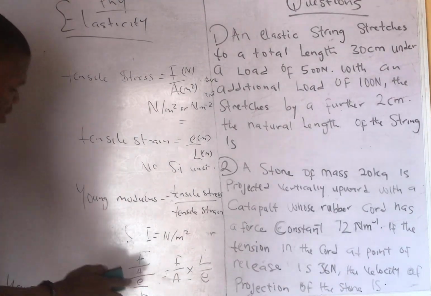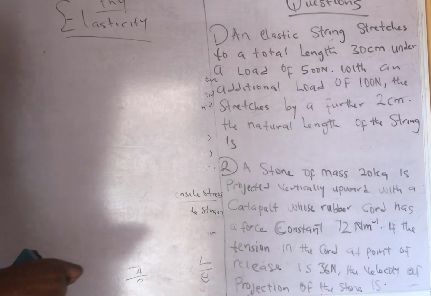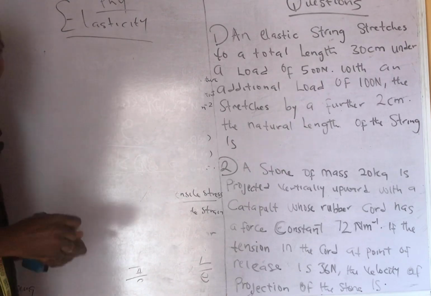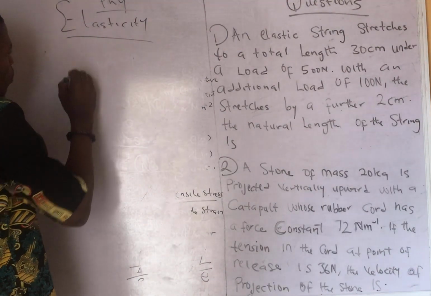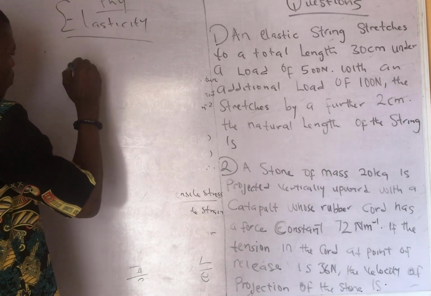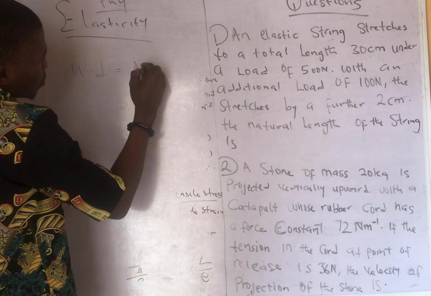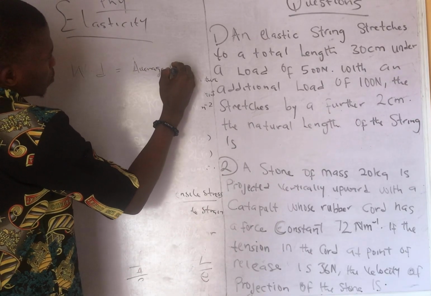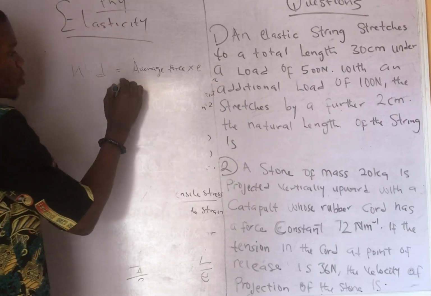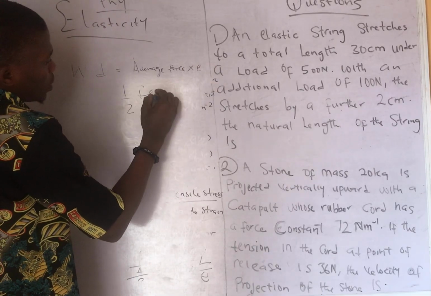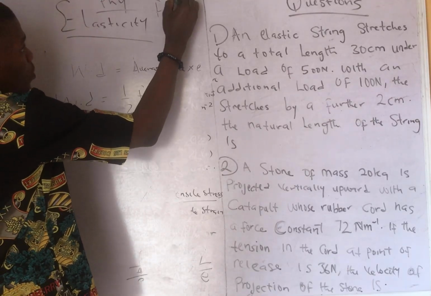Then that one is said. Now let's move on to the potential, the work done. Now the work done on an elastic material is the average force times extension. Now our average force will be 1 over 2 F e. That's the work done. Then we can solve for that since our F is equal to Ke.